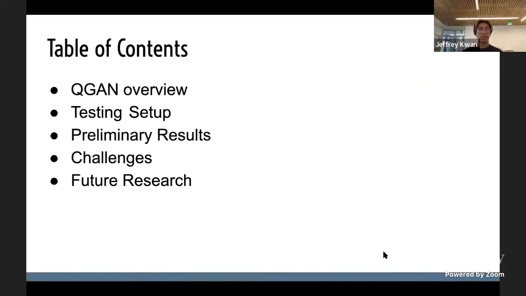So before I begin the rest of my presentation, here's a brief overview of what I'm going to be covering. First, I'm going to talk about how QGANs work. Then I'm going to talk about the experimental setup I did, and then some results we had, some challenges, and then some future research directions.